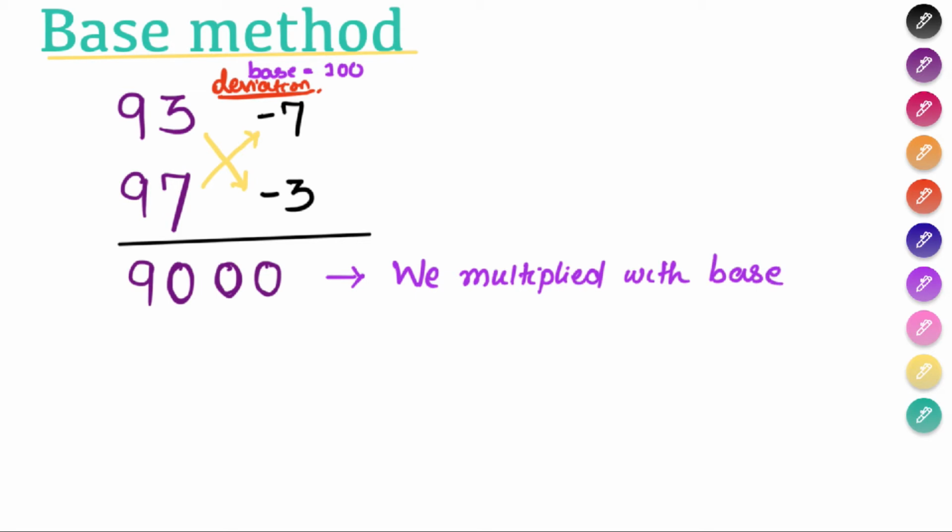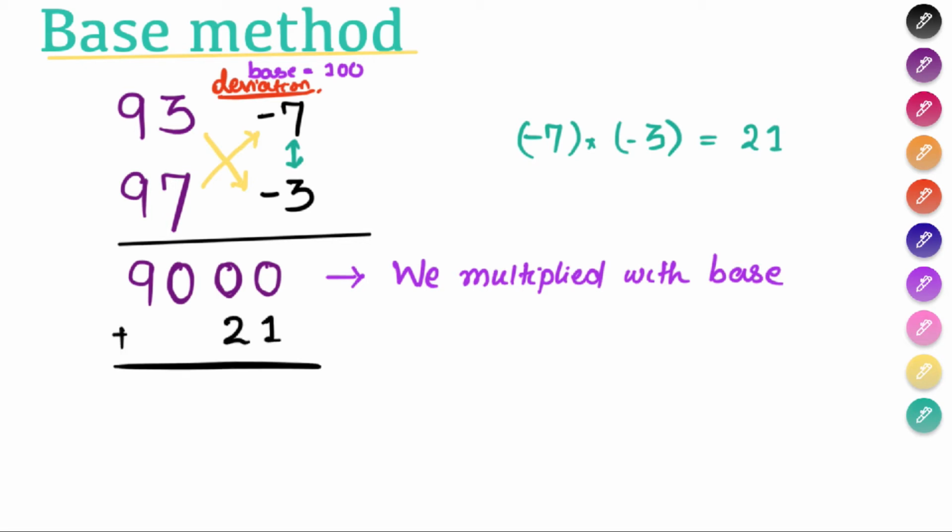Then the final step is we multiply the deviations. Here we have minus 7 into minus 3. Minus and minus becomes plus. We get 7 into 3, 21. So we'll simply write that in the answer. Add that to the answer and we get 9021.